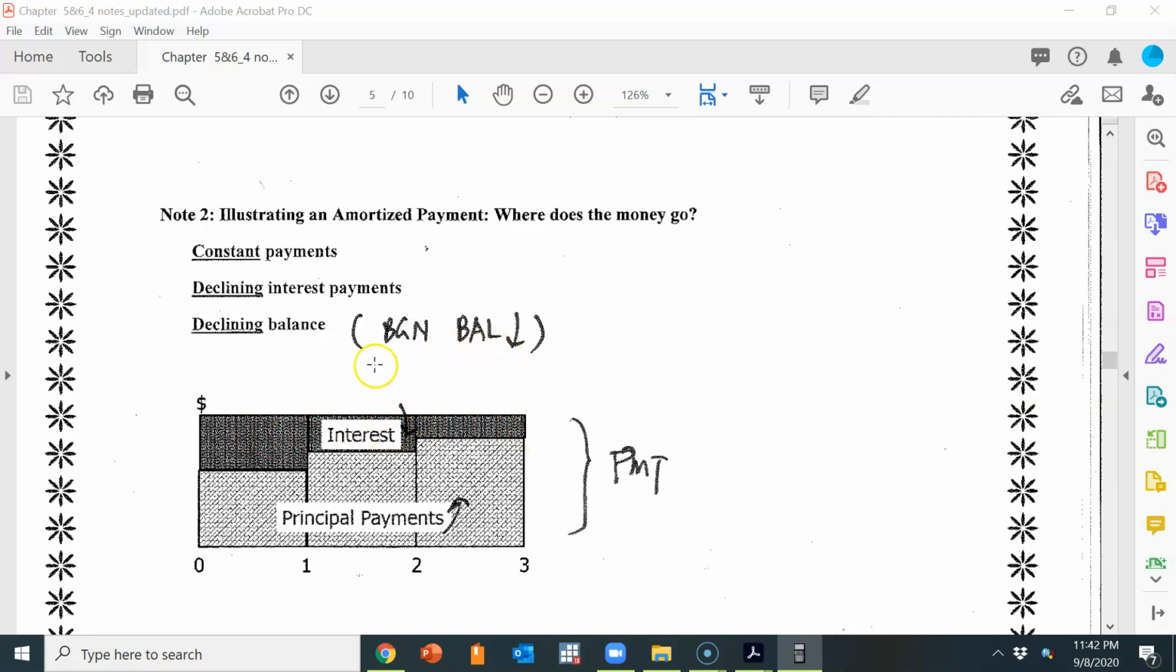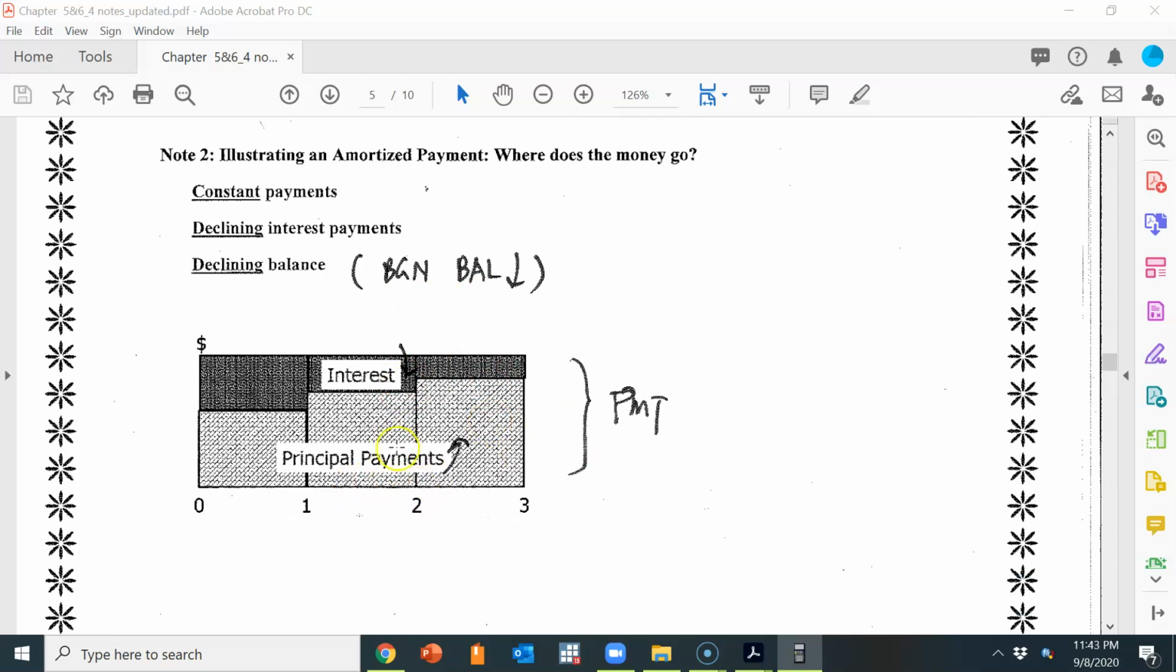And that is because interest is just the beginning balance multiplied by the interest rate. If the beginning balance is declining and the interest rate stays the same, the interest payment each year is declining. So the rest of the payment, which is the principal payment, is increasing each year.